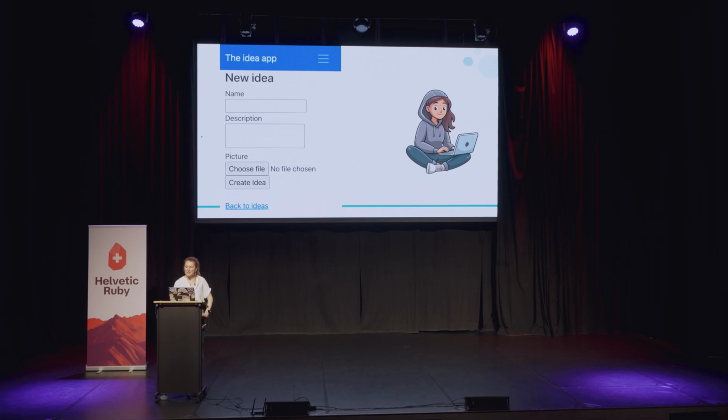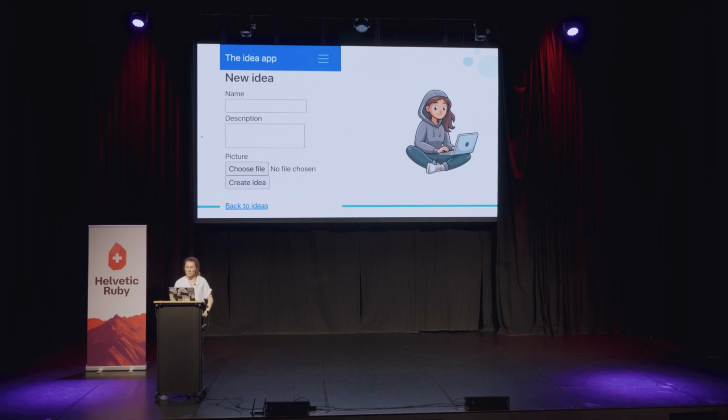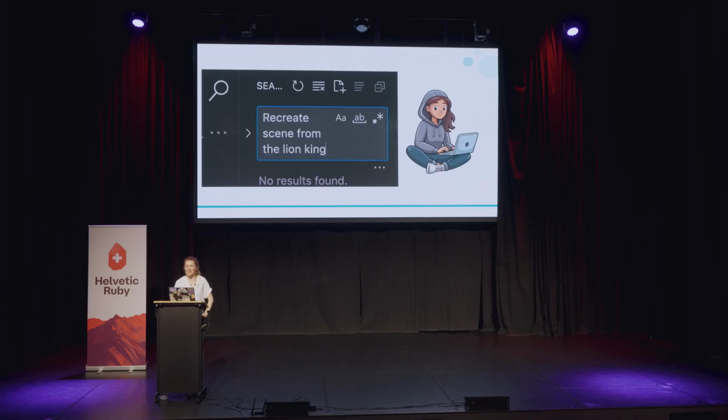When she created a new idea, she entered a name, description, and uploaded a picture. But where did it go? She did a global search, which is a search that looks in every file in the application to see if "recreate scene from The Lion King" appeared in any of her files, but no such luck.